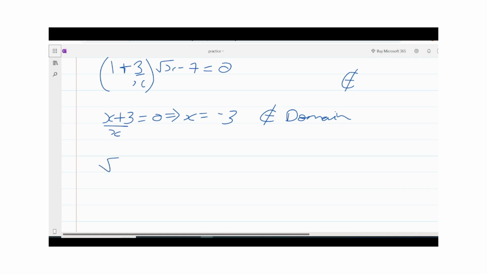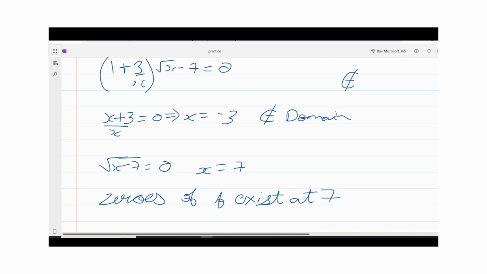Similarly, seeing this, root x minus 7 equal to 0 will give me x equal to 7. You can just simply do squaring on both sides, and from that you will get x minus 7 equal to 0, and from there x is equal to 7, and this comes in my domain, right? So hence zeros of f exist at 7.